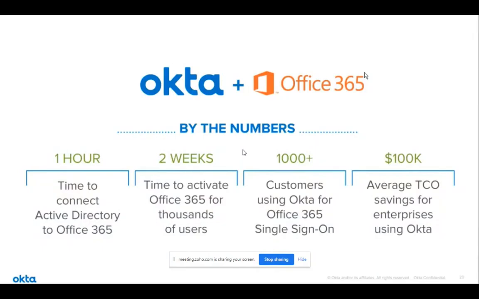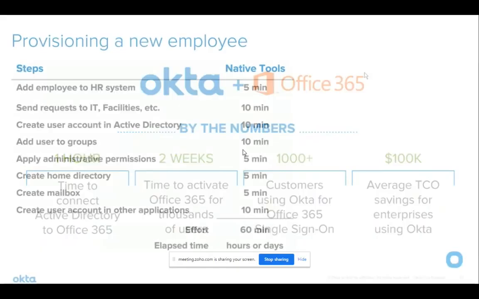So by the numbers, Okta will greatly reduce the time to deploy in a larger environment. Time to connect to Active Directory is 1 week, and to activate Office 365 for thousands of users, around 2 weeks. For customers who are using Okta for Office 365 single sign-on, this is the most common application that we have integrated. It's more than 1,000. An average TCO saving for the enterprise using Okta is around 100K USD.